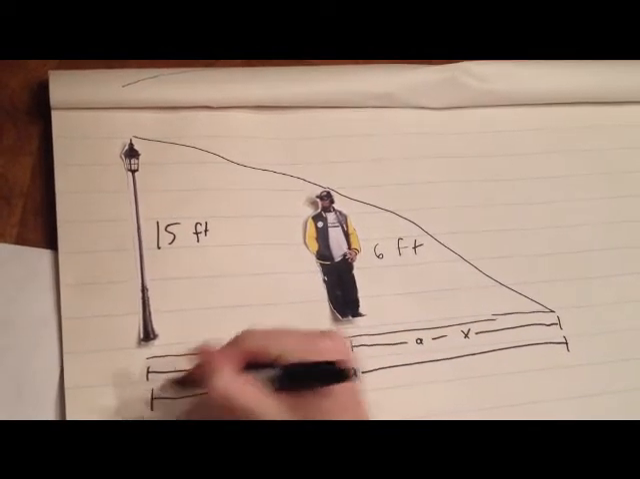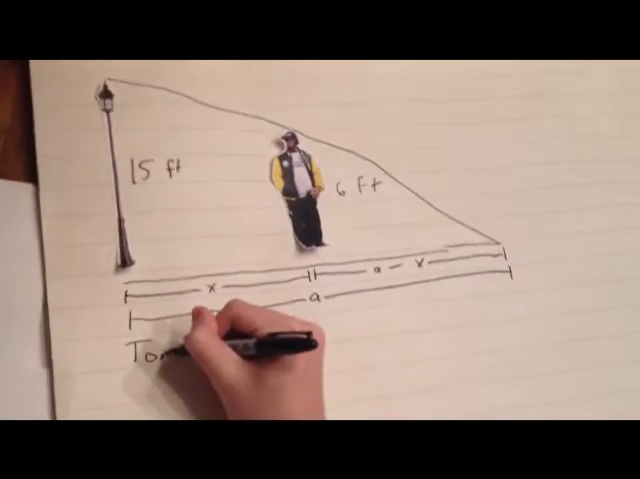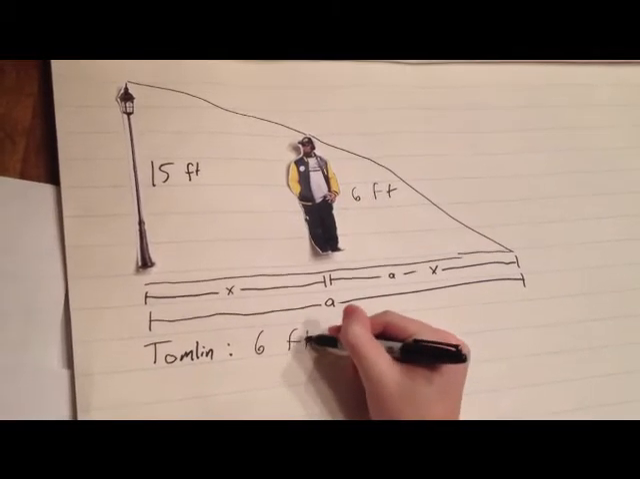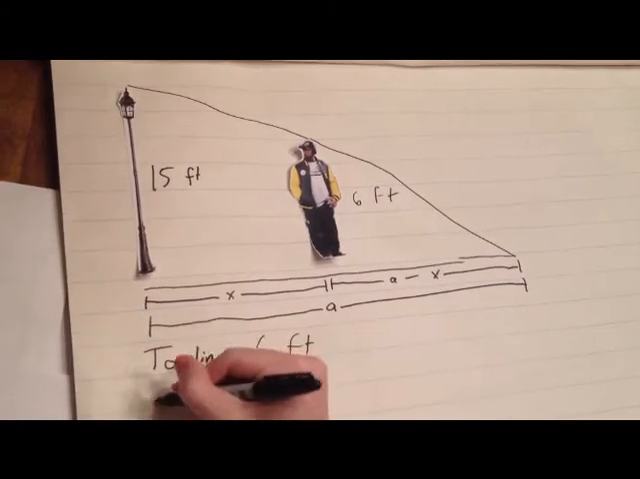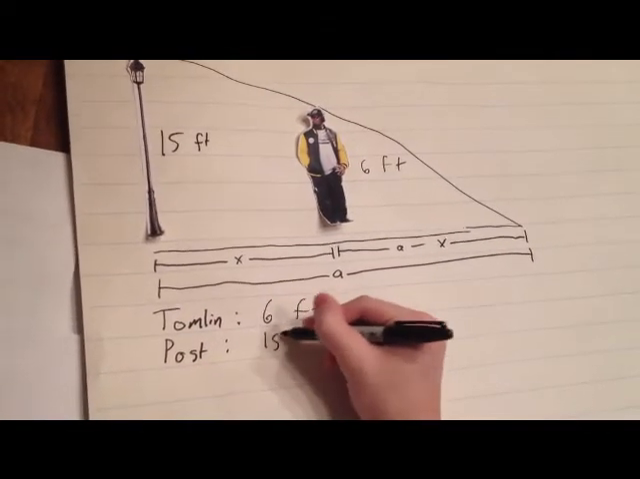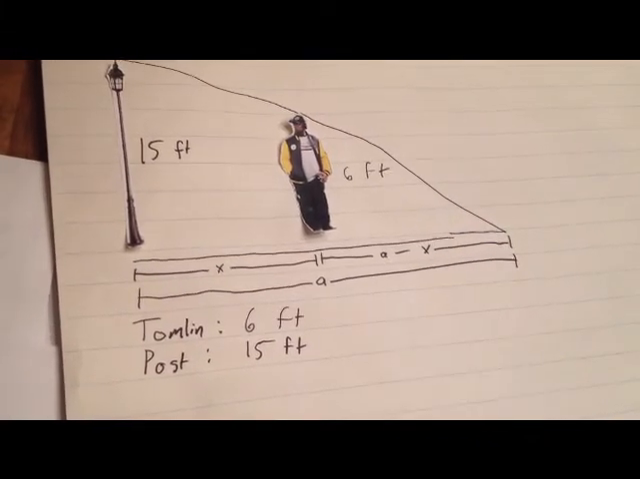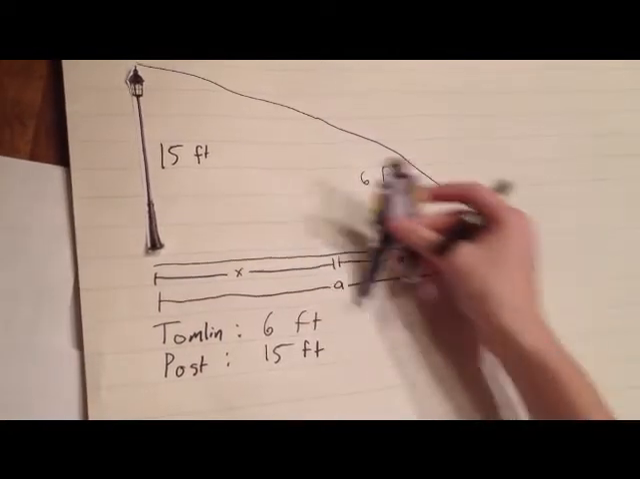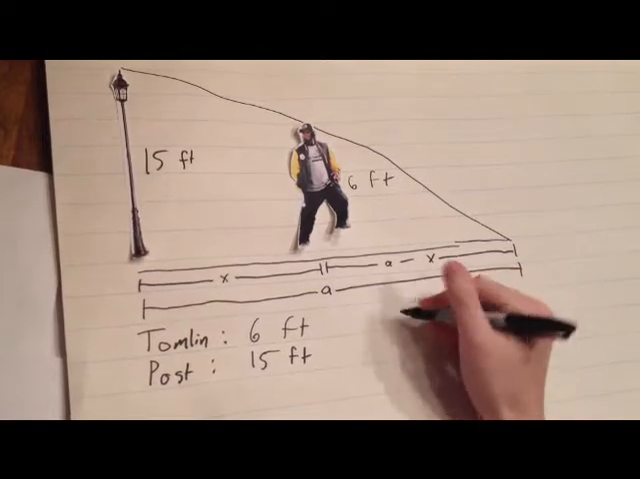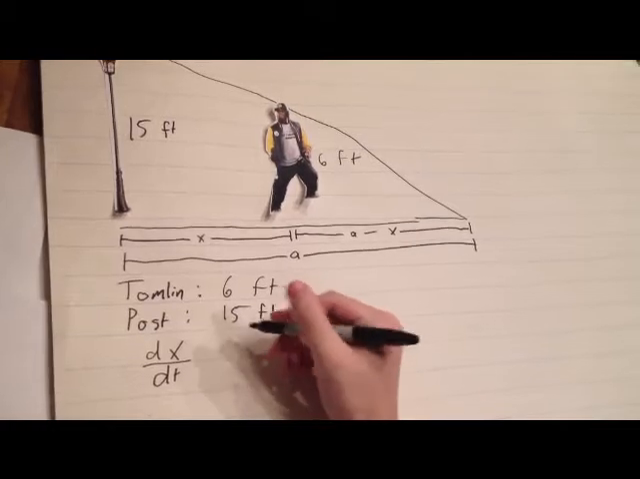So reviewing what we've been given. Mike Tomlin, he's 6 feet tall. Alright, so you want to write that out, make sure you have everything. The lamppost is 15 feet tall. And now, given in the question, it says a man 6 feet tall walks at a rate of 5 feet per second. So that's when Mike Tomlin springs into action. dx over dt, that's how fast he's walking, is 5 feet per second. So again, you want to write that out.